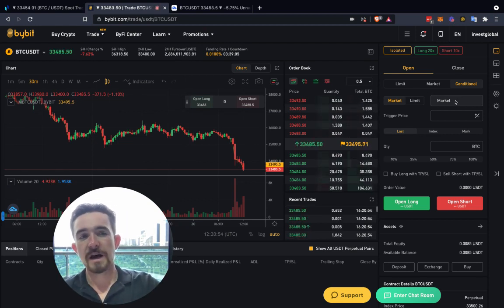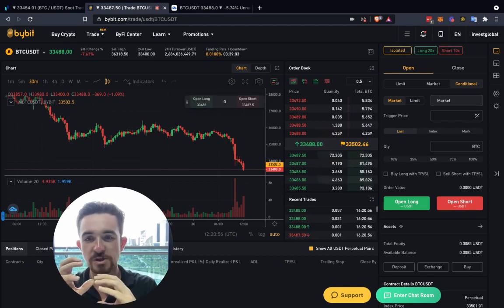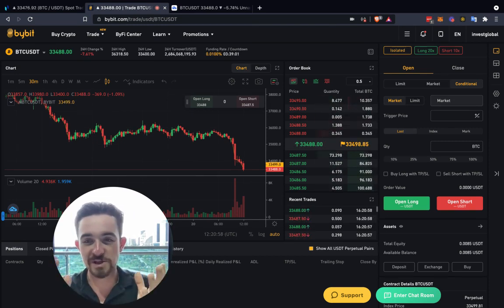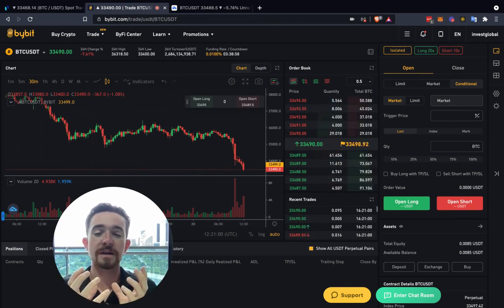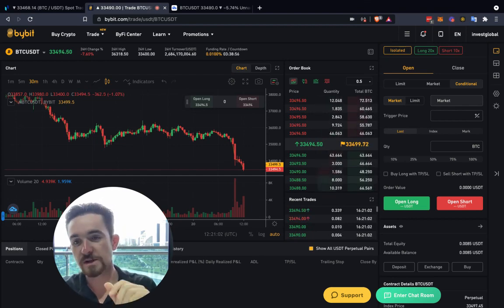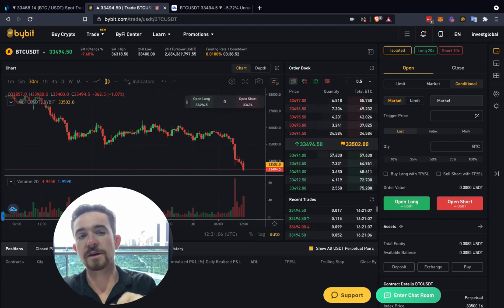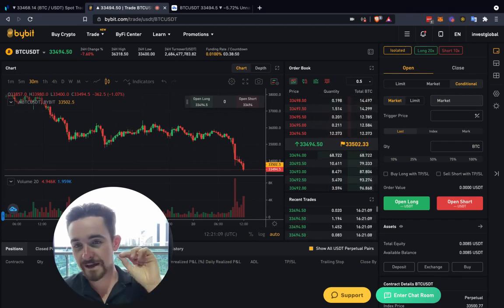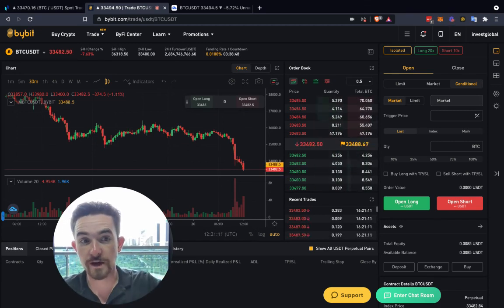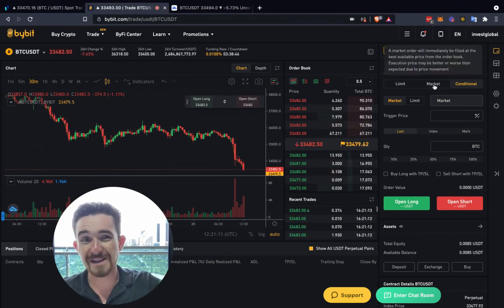Basically, conditional orders allow you to trigger when certain events happen. That's why it's conditional, right? So when certain market conditions apply, then it will enter you in a position automatically. With limit orders, once it hits a certain number, you're automatically entered in. With market orders, it's exactly where it's at that split second when you hit open long or open short. So I do not recommend market.